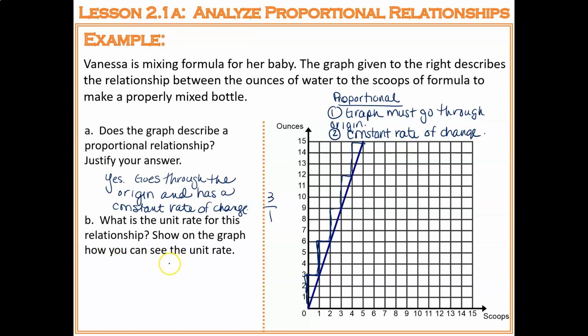What is the unit rate for this relationship? We find the unit rate by the change in y over the change in x. Here it's 3 over 1, and if you divide that, it's 3 ounces of water for every scoop of formula.